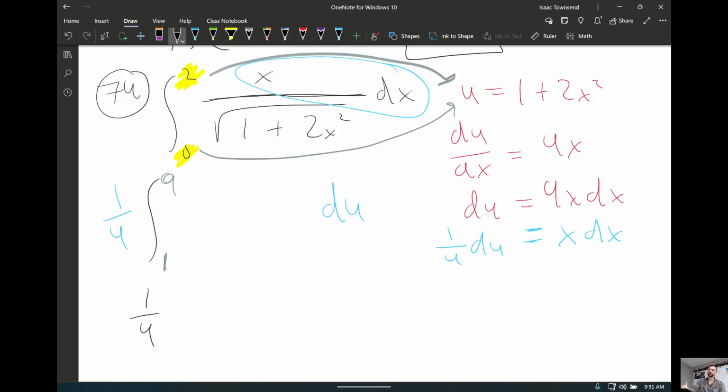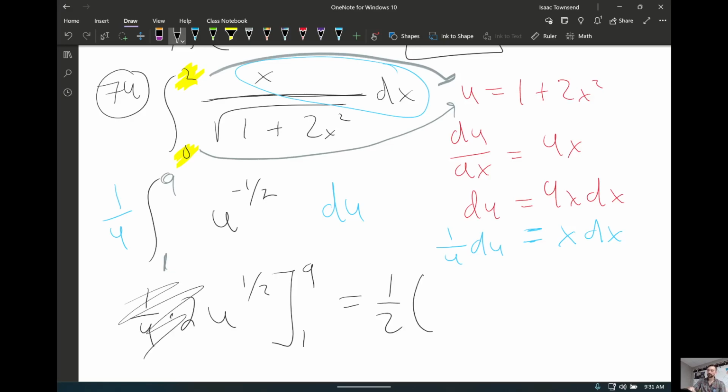Maybe rewrite this. Raise the power by 1. Divide by the new power. Don't plug this back in place of u. You have to do that if it's an indefinite integral, but with the definite integral, leave it alone. If you plug 1 plus 2x squared back in place of u, you need to keep this 0 to 2. Leave it 1 to 9 and leave it u's. So we end up with 1/2 times, plug in 9, you get 3, plug in 1, you get 1. Subtract those, you end up with 1/2 times 2, which confirms with what the calculator said. Comes out to be 1.